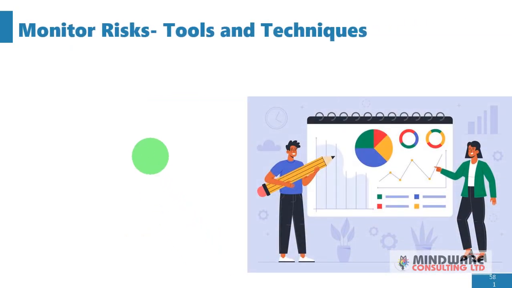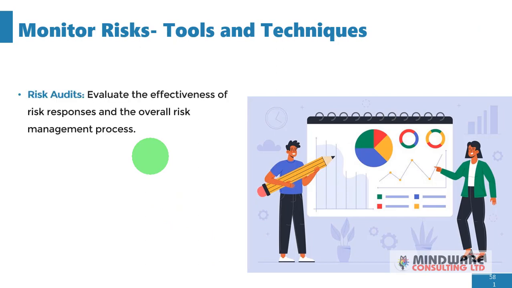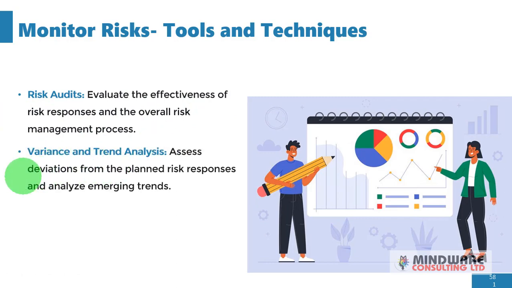And let's look at the tools and techniques in the monitor risk process. Firstly, we have risk audits. Now this involves evaluating the effectiveness of risk responses and the overall risk management process. Okay, variance and trend analysis. This helps us to assess deviations from the planned risk responses and analyze emerging trends. Okay, these are actually statistical tools that help us to understand the size of the deviations, if there are any.